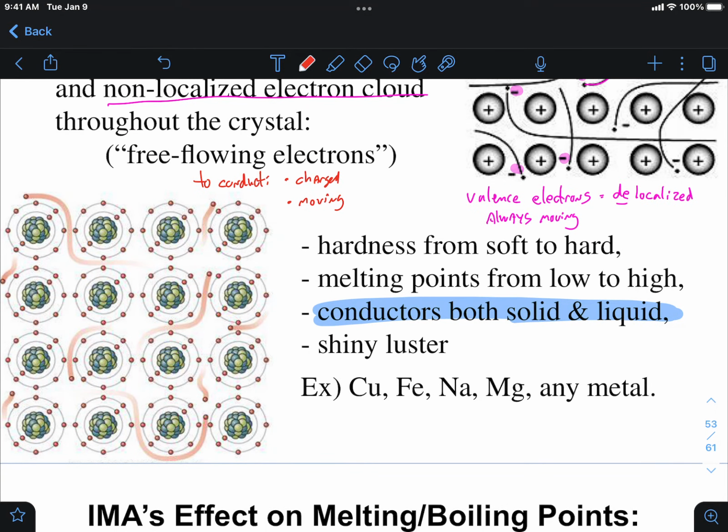So, how do you know if something's a metal? Come on. You know if something's a metal. Left of the staircase. Metals are shiny. We talked about this before, right? They look shiny. Their melting points can range from low to high. Some are low, some are high. Right? Some are so low that they already exist as a liquid at room temperature.